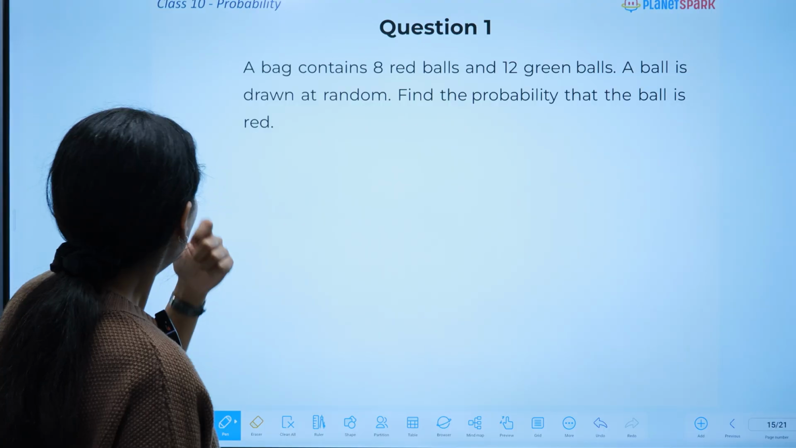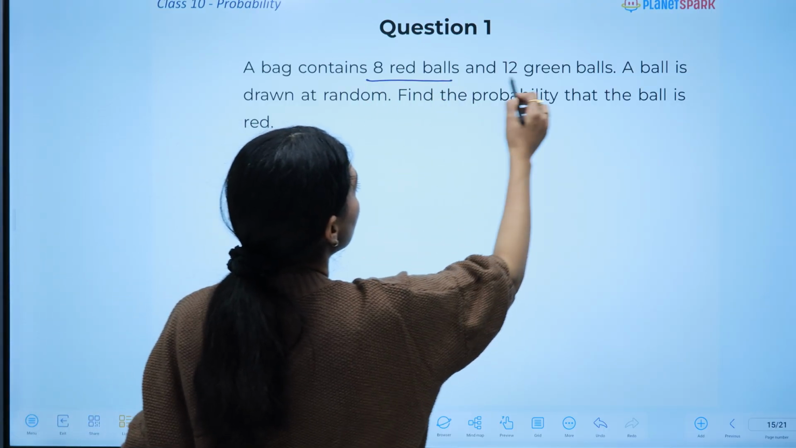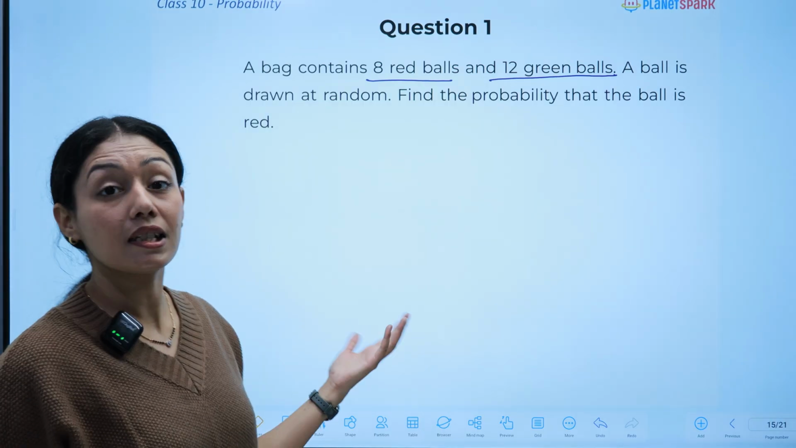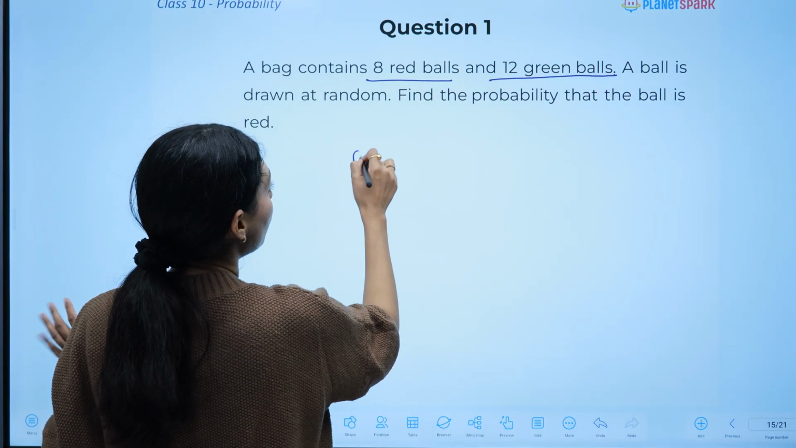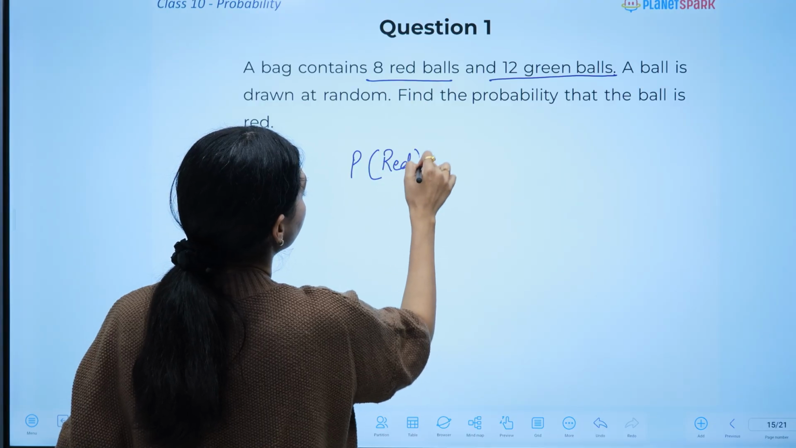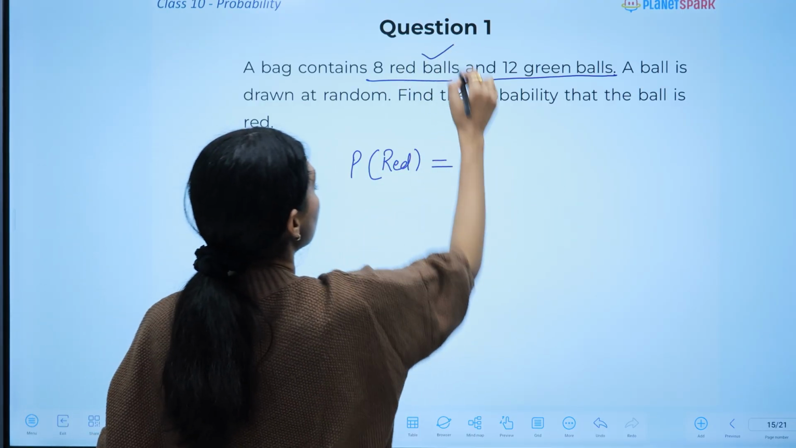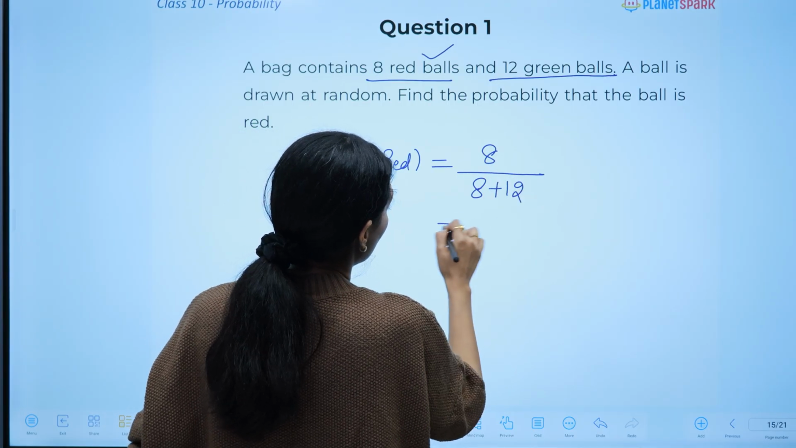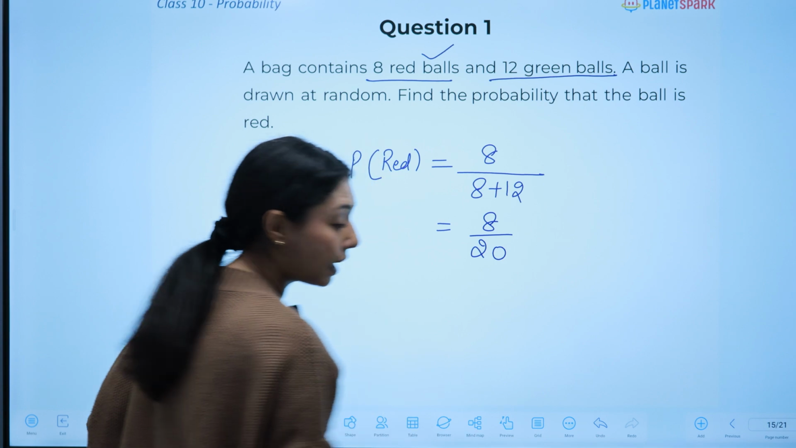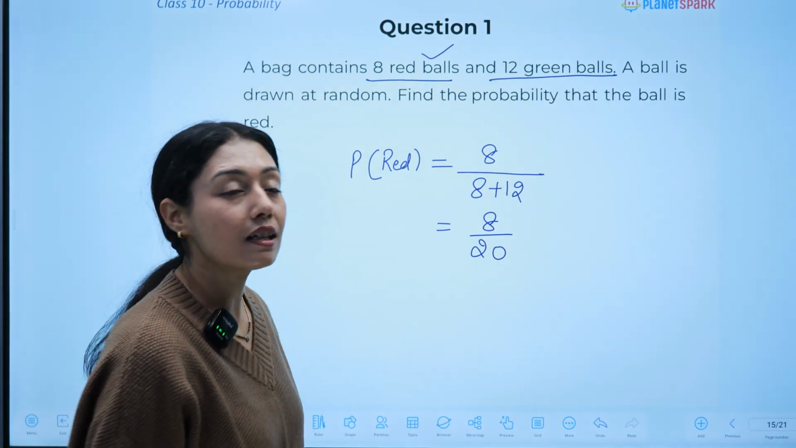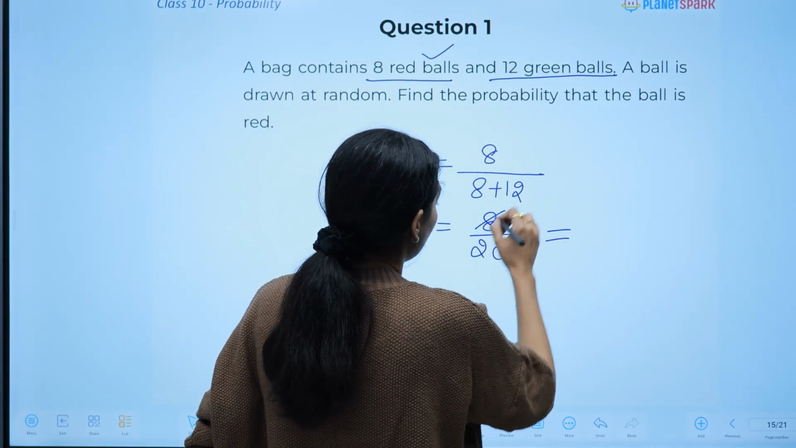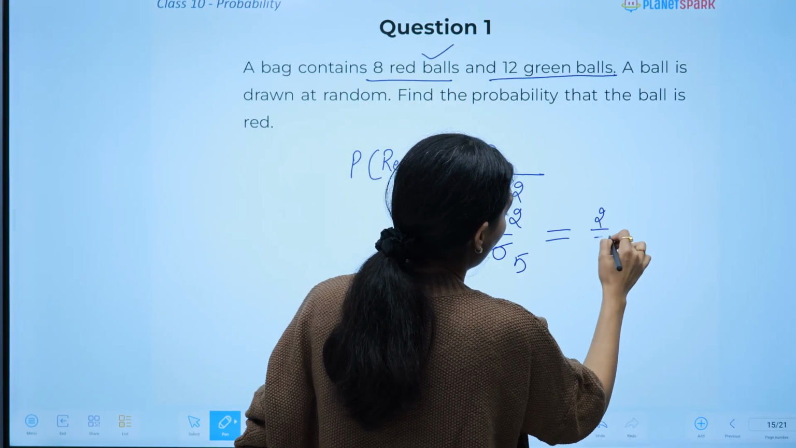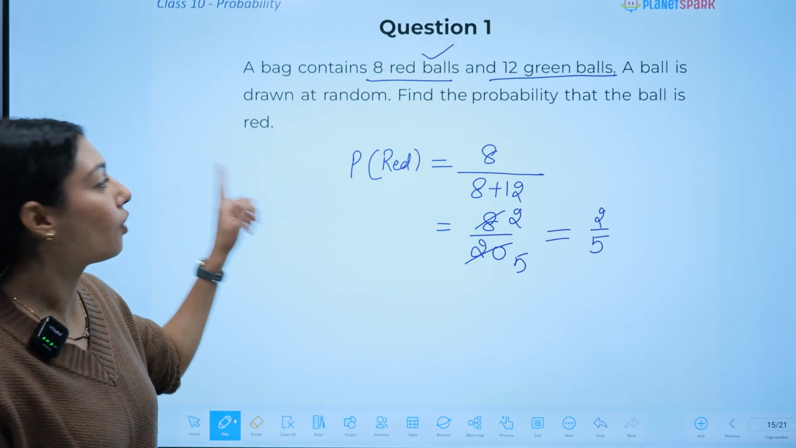Okay, let's see. A bag contains 8 red balls, 12 green balls. A ball is drawn at random. Find the probability that the ball is red. Easy peasy, lemon squeezy. Let's see. Probability of getting a red ball. Favorable outcomes, number of red balls, 8. Total outcomes, total number of balls, 8 plus 12. So we have here 8 upon 20. Is that the final answer? No. We always write it in the simplest form. Chalo ji. Divided by 2 or directly 4. So 2 by 5 is the probability of getting a red ball.